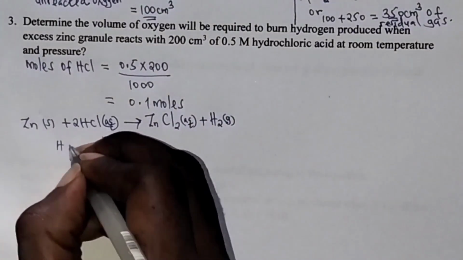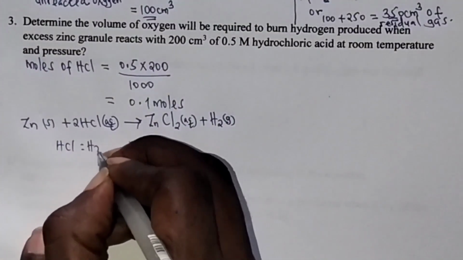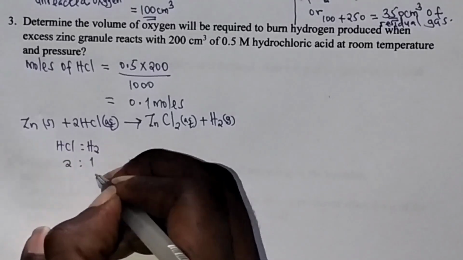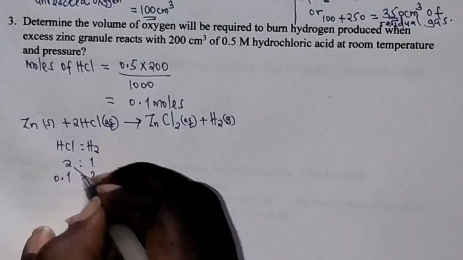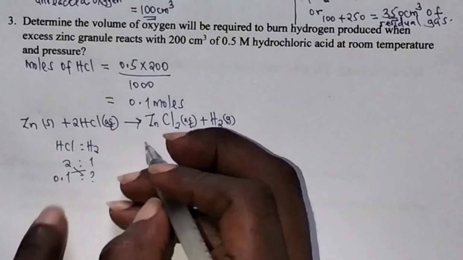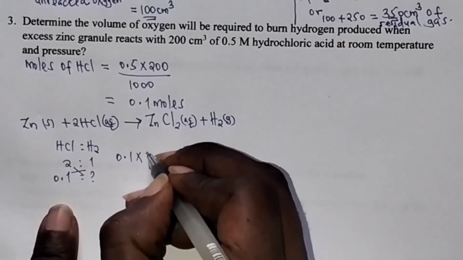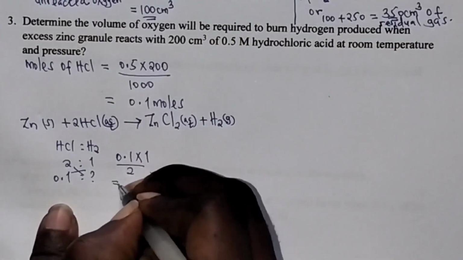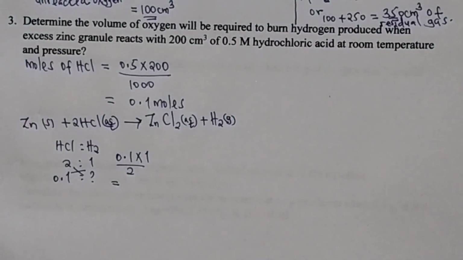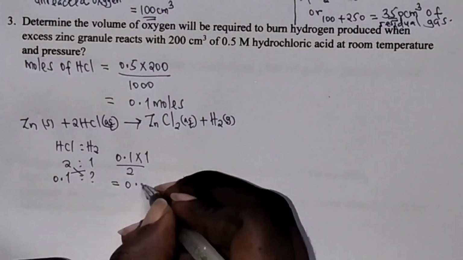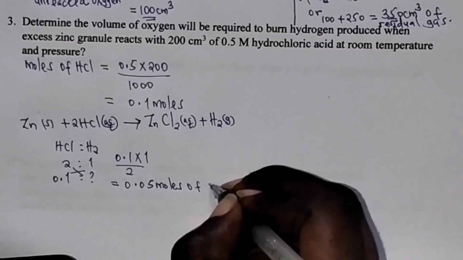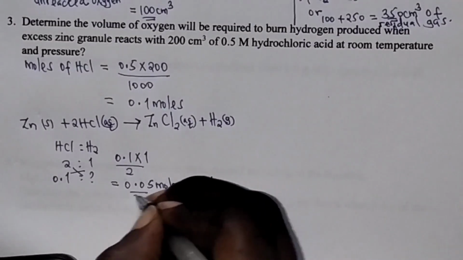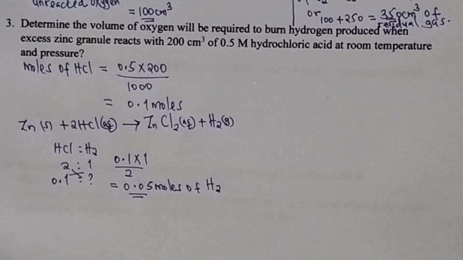So hydrochloric acid to hydrogen gas is 2:1. So we have the number of moles of hydrochloric acid to be 0.1. So we can ask ourselves, what is the number of moles of hydrogen gas? 0.1 multiplied by 1 divided by 2. Here we are going to get 0.05 moles of hydrogen gas. That will be the number of moles of hydrogen gas.